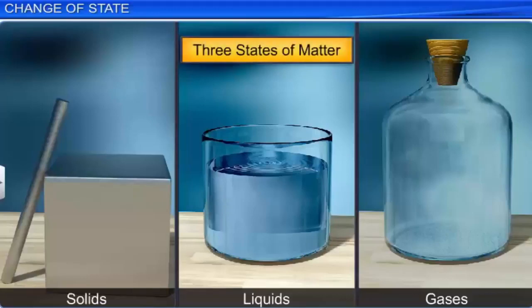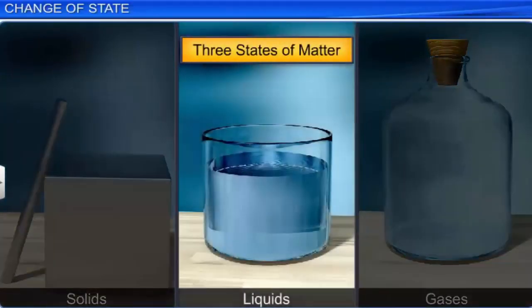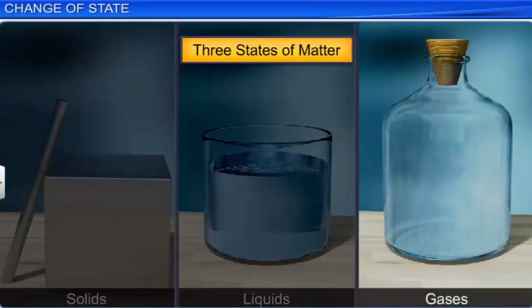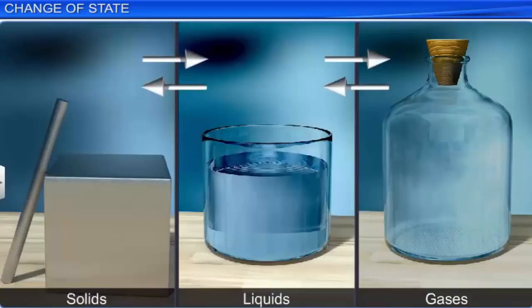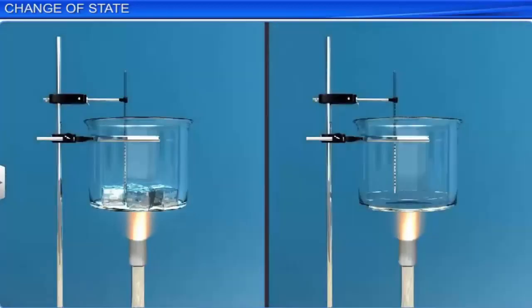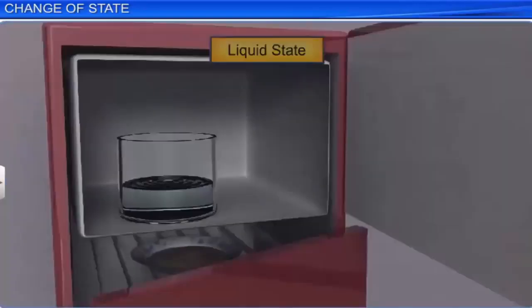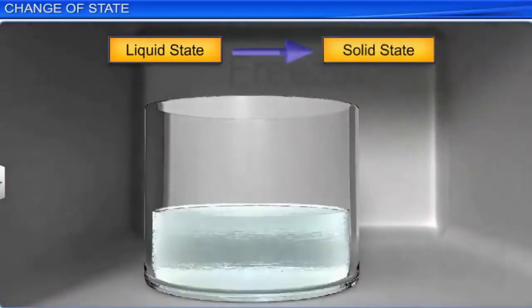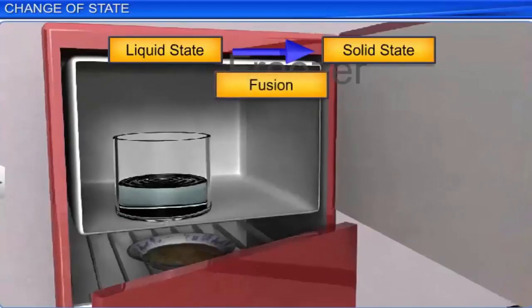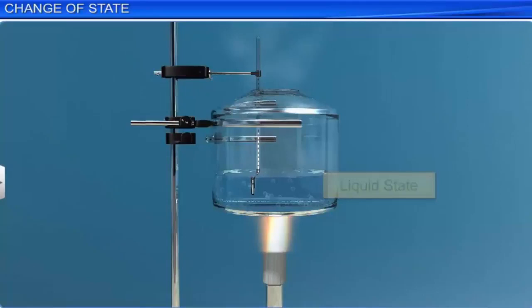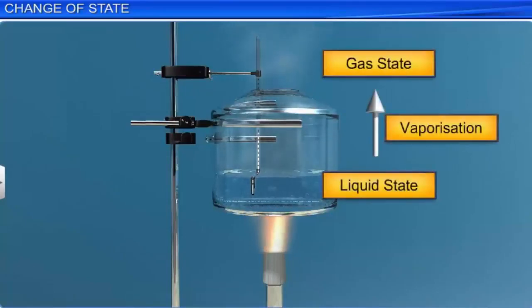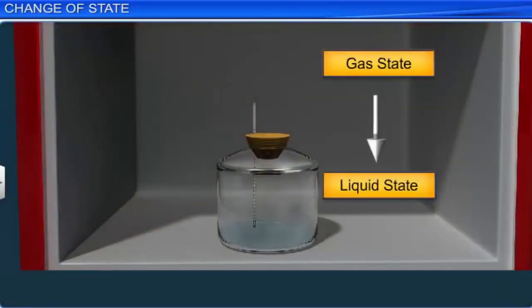Matter exists in three states: solids, liquids, and gases. The transition of matter from one state to another is called change of state. The change of state from solid to liquid is called melting. And from liquid to solid, it is called fusion. A change of state from liquid to gas is called boiling or vaporization. And from gas to liquid is called condensation.